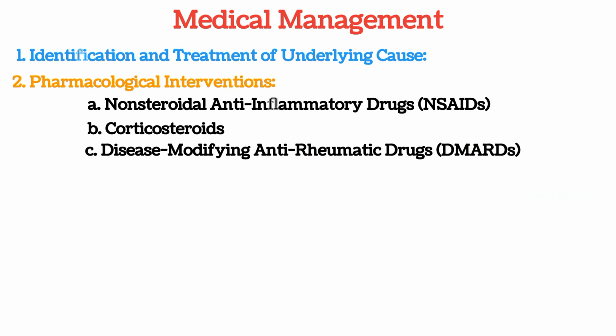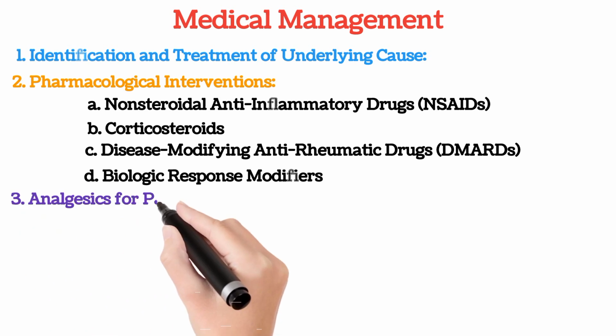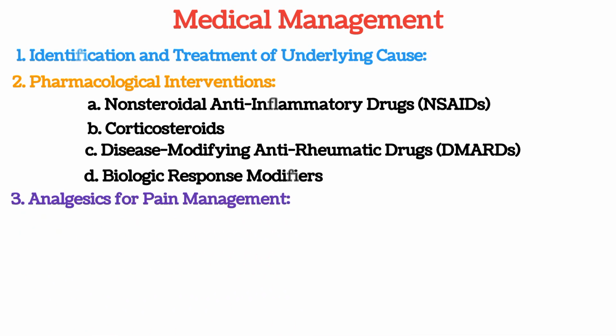C. Disease-modifying anti-rheumatic drugs, DMARDs. Employed in autoimmune disorders to modify the disease course. Examples include methotrexate and hydroxychloroquine. D. Biologic response modifiers. Target specific molecules involved in the inflammatory response, often used in autoimmune diseases. Examples include TNF inhibitors like etanercept and adalimumab. 3. Analgesics for pain management. Use pain relievers like acetaminophen for symptomatic relief, especially in conditions associated with pain.